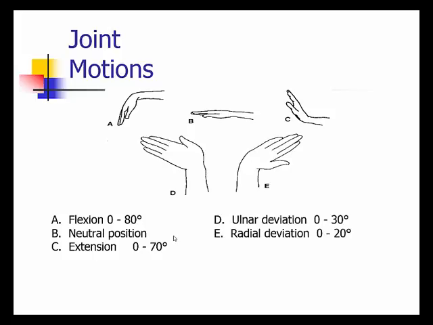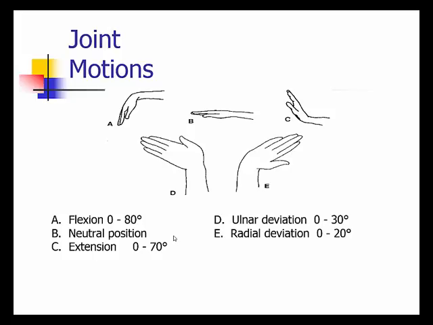So the degrees of motion available for flexion is 0 to 80. Then you have B, which is the neutral position. C, which is extension, goes to about 70 degrees. Ulnar deviation to about 30. And radial deviation to about 20 degrees.